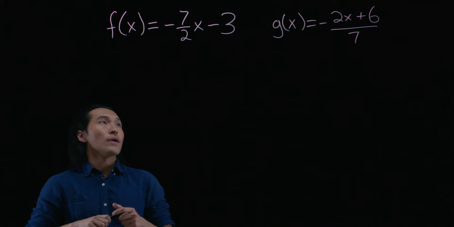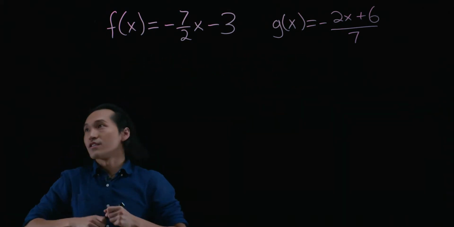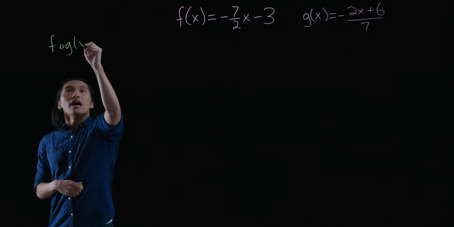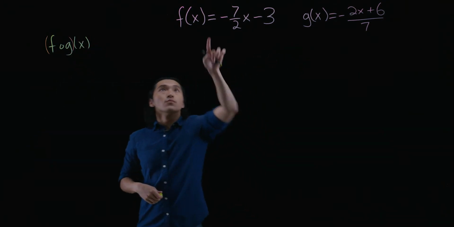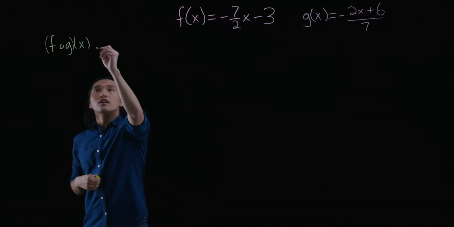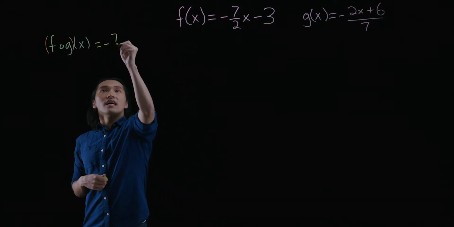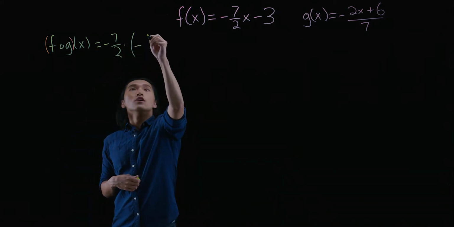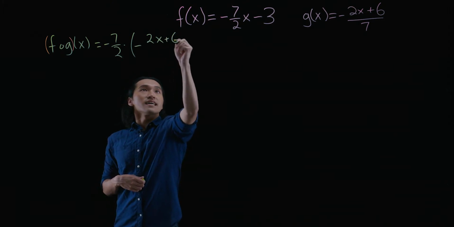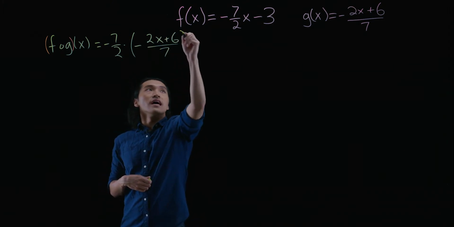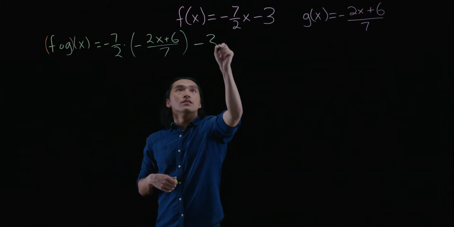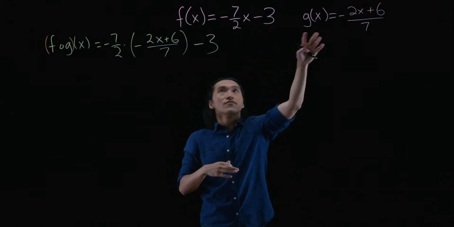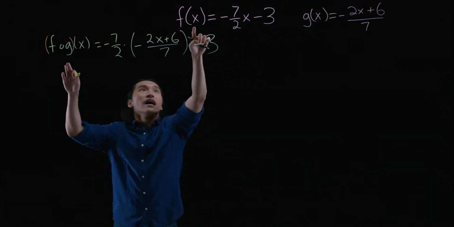So let's start by plugging this function into this function. That is going to be f of g of x. In other words, we're taking the g of x function and plugging it into the f of x function. So that's going to be negative 7 over 2 times, parentheses, negative 2x plus 6, all of it over 7, and parentheses, minus 3. We're plugging g of x into the x for f of x.